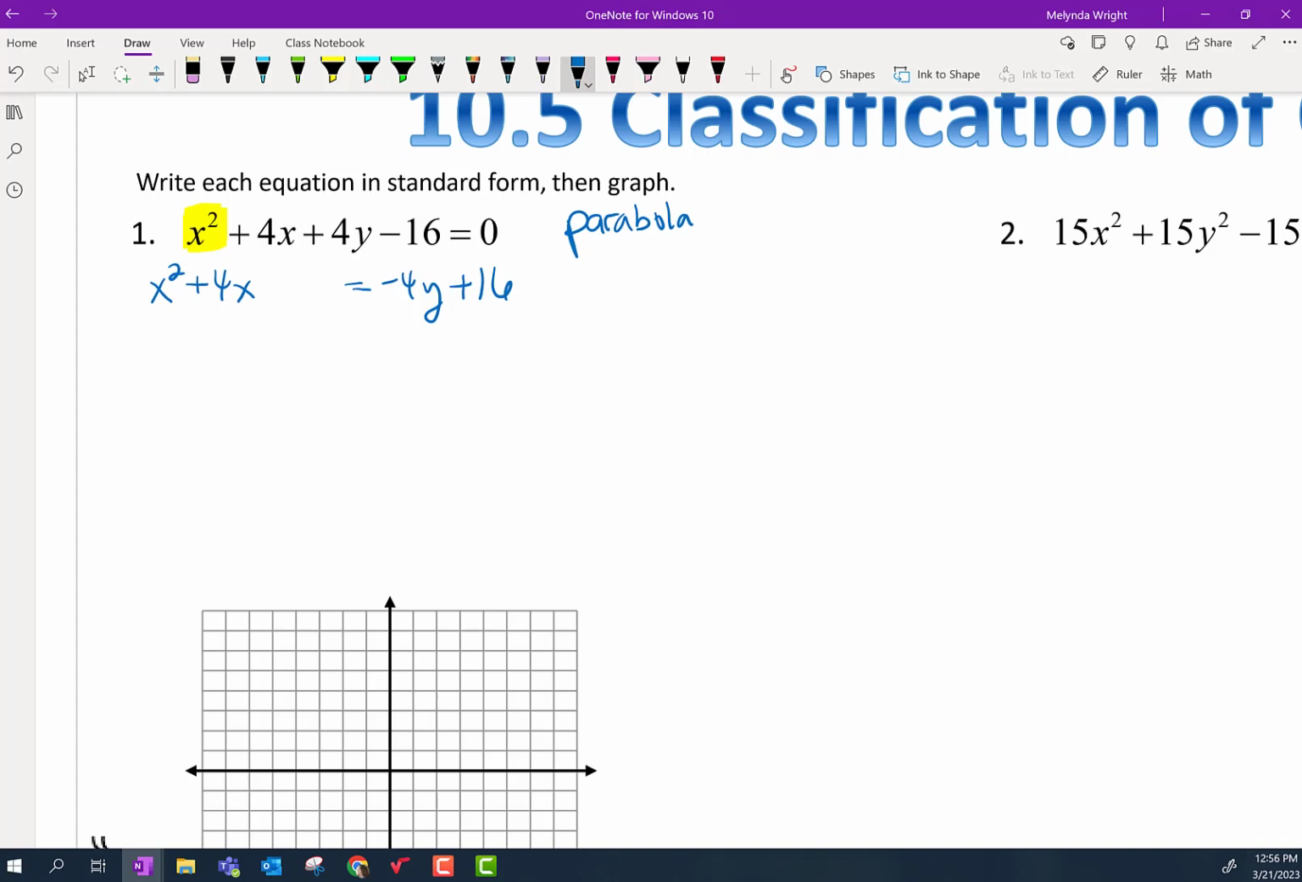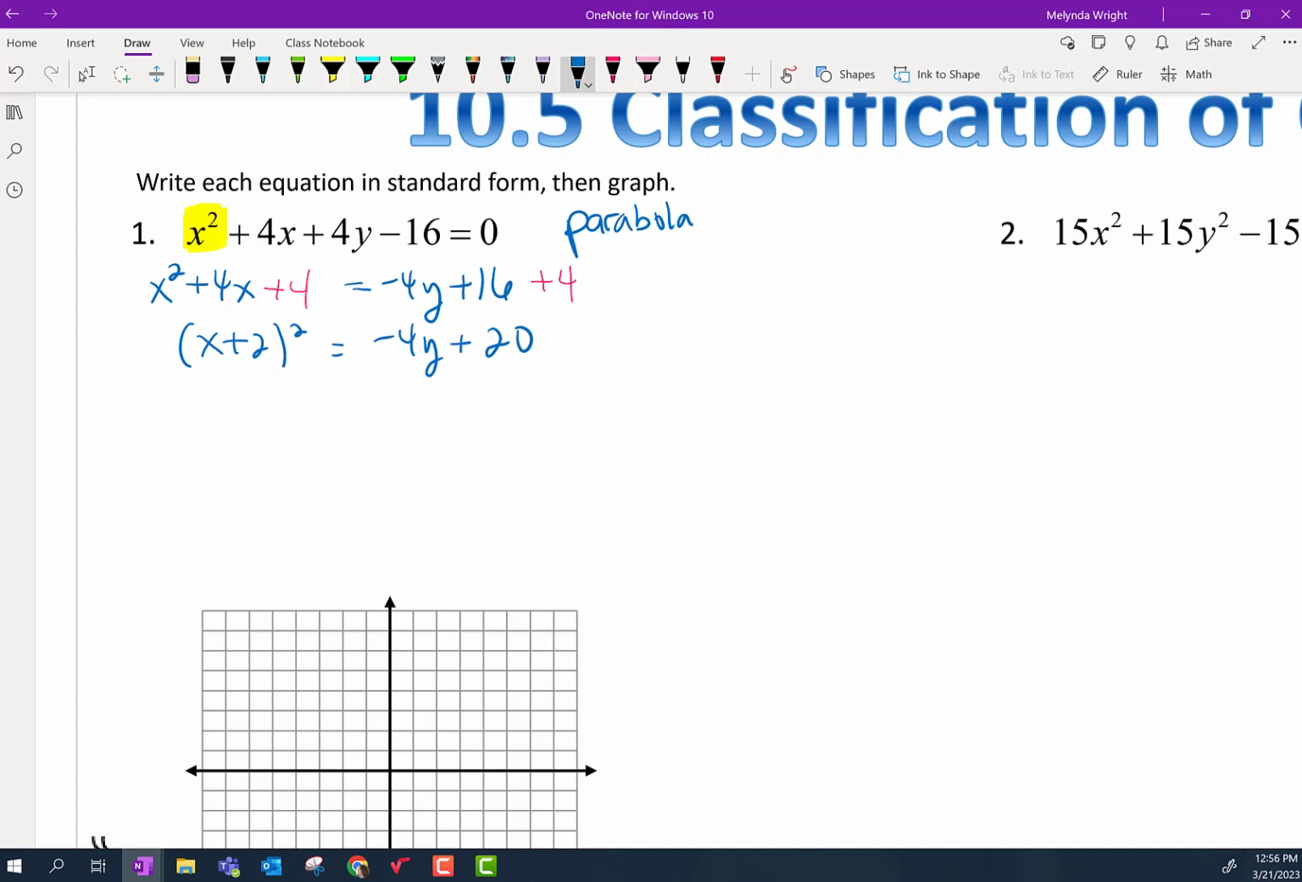Okay, so we would complete the square. All right, so half of 4 is 2. 2 squared is 4, so I would add 4 on this side and add 4 on this side. All right, so to clean that up, we're going to factor. So this factored would be (x + 2) squared equals negative 4y plus, let's see, 16 and 4 is 20.